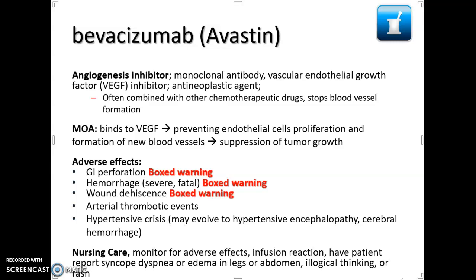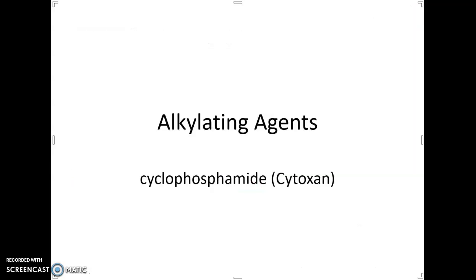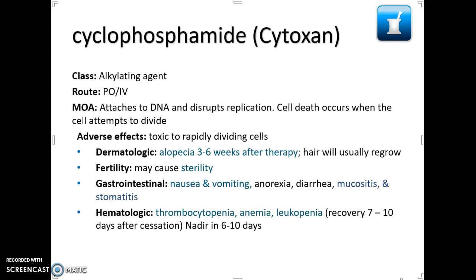So probably the biggest thing with the monoclonal antibodies is you really want to watch for an infusion reaction, and you want patients to tell you, are they itchy? Are they short of breath? Are they having a hard time breathing? And then some of the other things here is a rash would be another one. Illogical thinking or edema in legs and abdomen. But really, I want you to be mostly aware of the fact that there are infusion reactions and what those might look like.